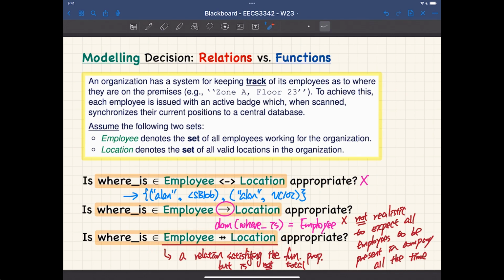Yes? Yeah, the first one. A relation in general does not really have to satisfy the functional property, meaning you may have one domain value that maps to more than one range value. In that case, it's a valid relation, but it doesn't really make sense for Alan to exist in two locations at the same time. That's why we wouldn't choose it.